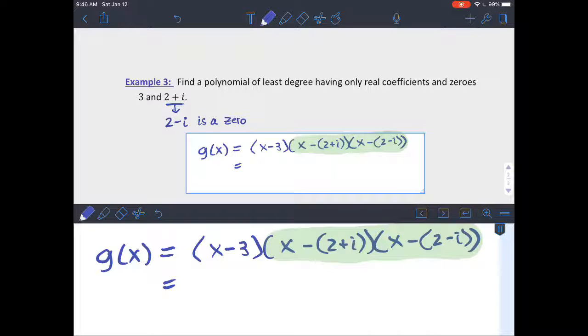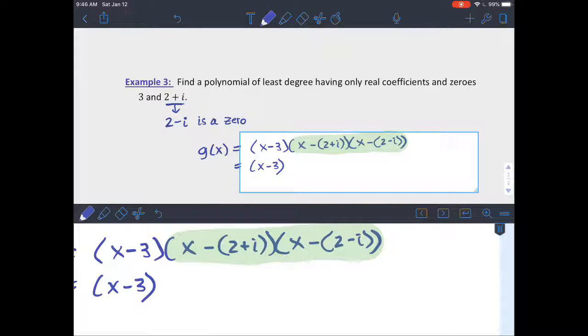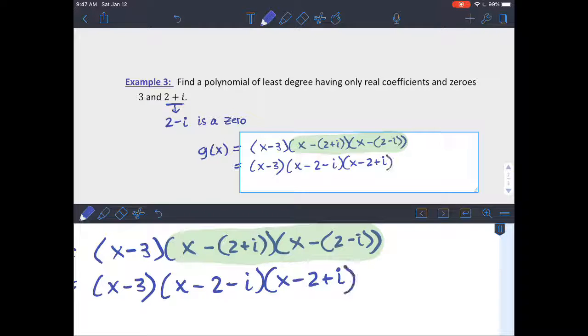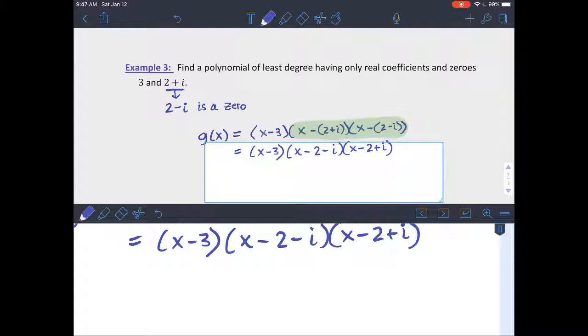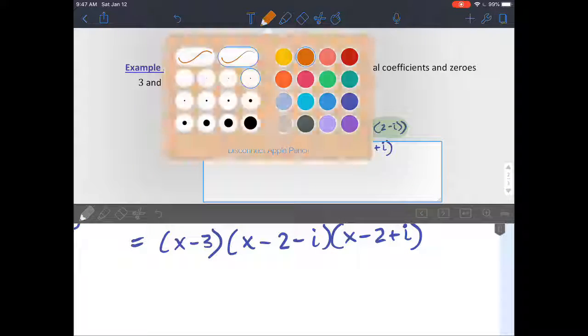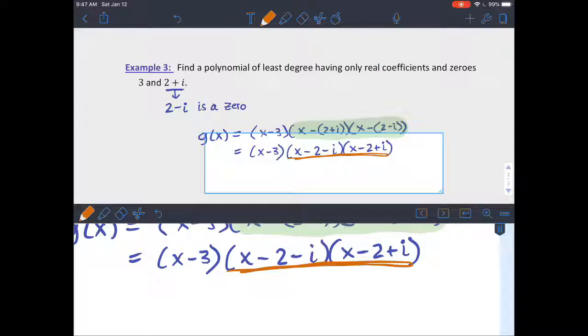So let's multiply our complex number ones together first. That's going to be a little bit easier. I'm going to go ahead and distribute my negative into my 2 plus i and 2 minus i, and then multiply them. So that'll be x minus 2 minus i and x minus 2 plus i. So it is pretty messy when you multiply them together. Just a lot of distributive property.